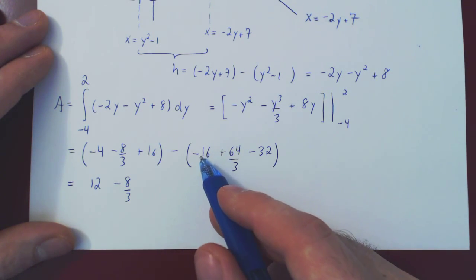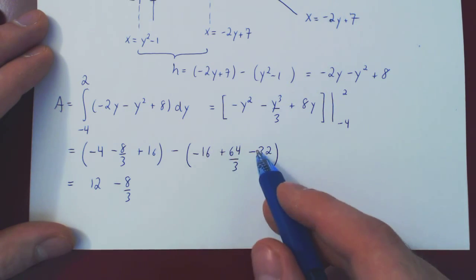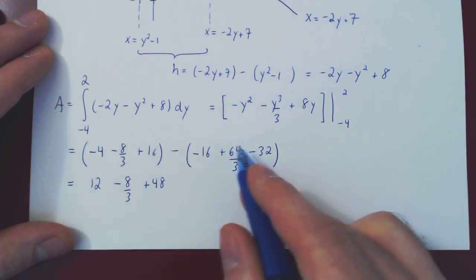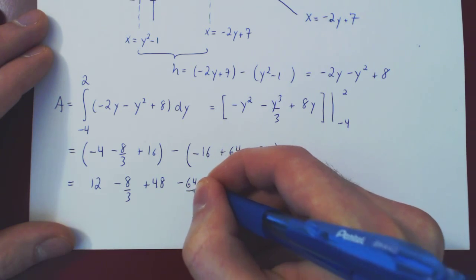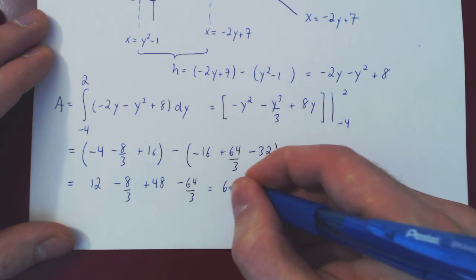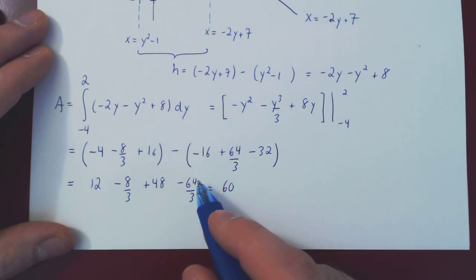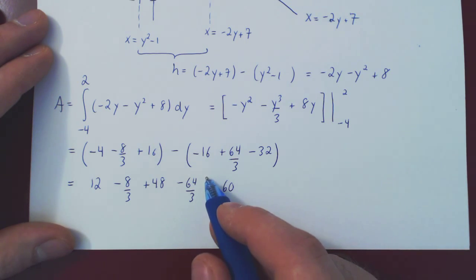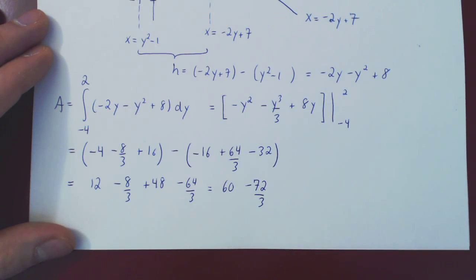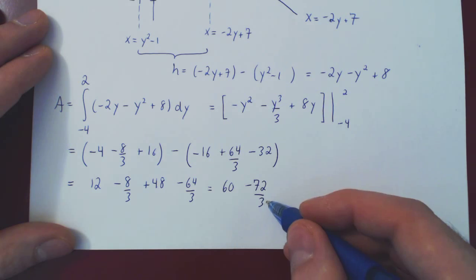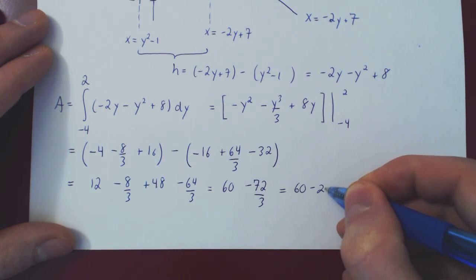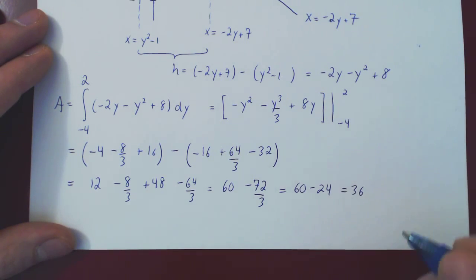Here what do we have? Negative 16, negative 32, that's negative 48, but we negate that, so we get positive 48, and negative 64 over 3. Let's combine the integer values. 12 plus 48 is 60. And if we combine the fractions over 3, we get negative 8, negative 64. That's negative 72 over 3. But 3 times 24 is 72. So all we're left with is 60 minus 24, which is 36.